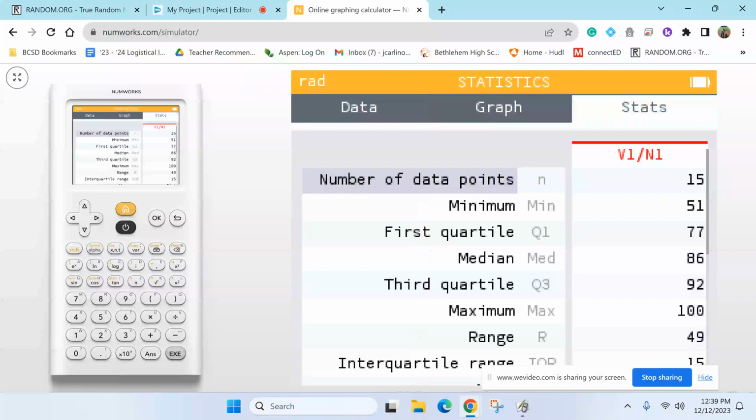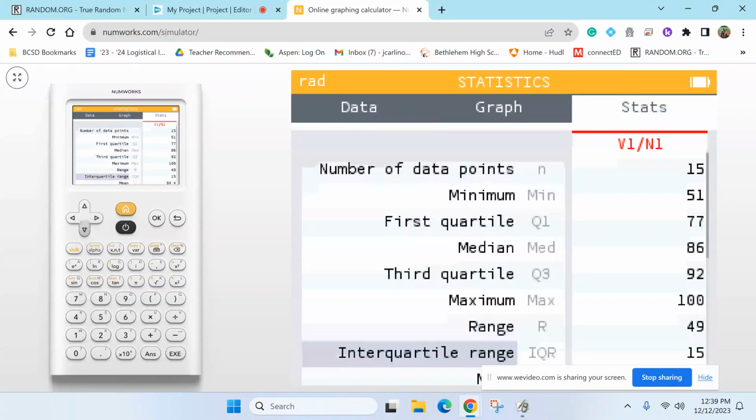Execute, it gives you a bunch of values. Everyone see it even gives you the range, which we talked about earlier, if you can't subtract the highest minus lowest yourself. But we're looking for the interquartile range, which for this one is 15.